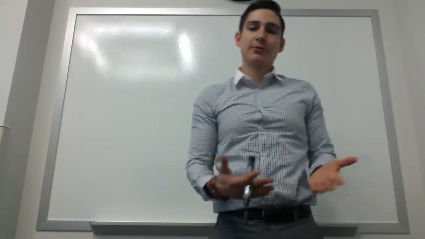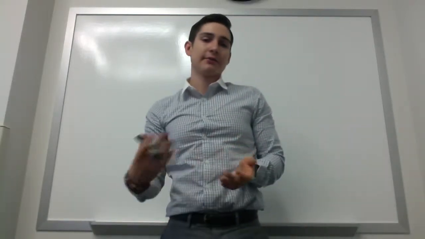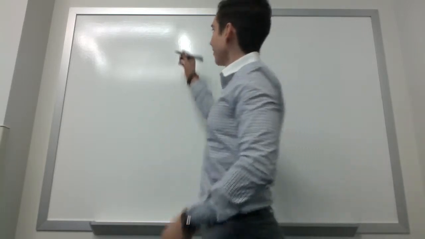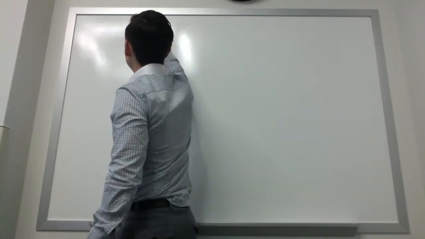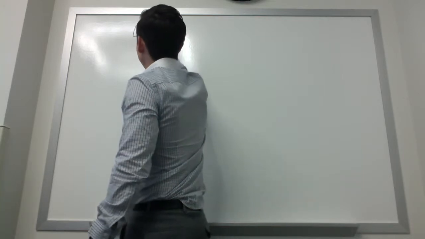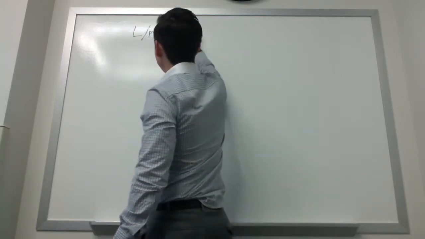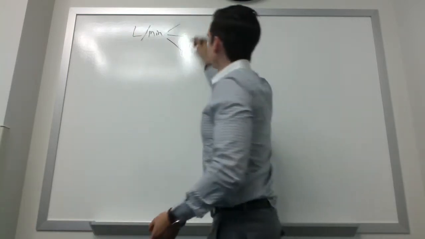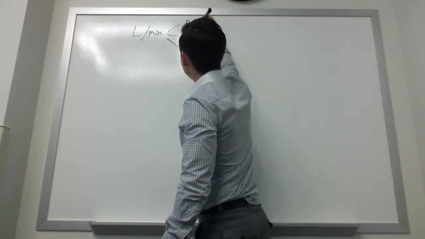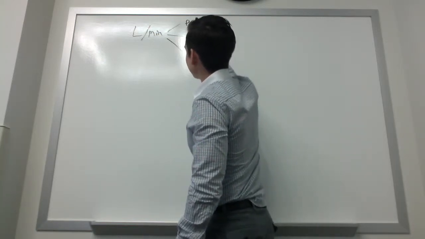So for this video, I'm going to talk about cardiac output and how it's regulated. Cardiac output is always measured in liters per minute of the heart. And basically, there are three factors that affect cardiac output: the preload, the afterload, and the contractility.